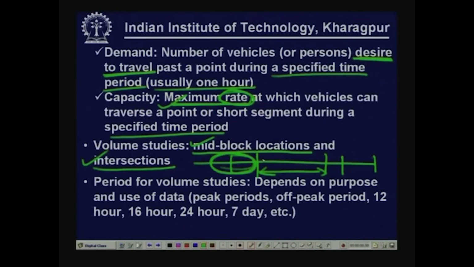Now, the next point: what should be the period of volume studies? For how long shall we carry out the traffic volume studies? This again depends on the purpose and use of the data. What is the reason we are carrying out traffic volume studies? It may be peak hour or peak period, morning peak, evening peak, or maybe a 12-hour volume count, it may be a 16-hour volume count, it may be a 24-hour volume count, it may be a 7-day volume count.